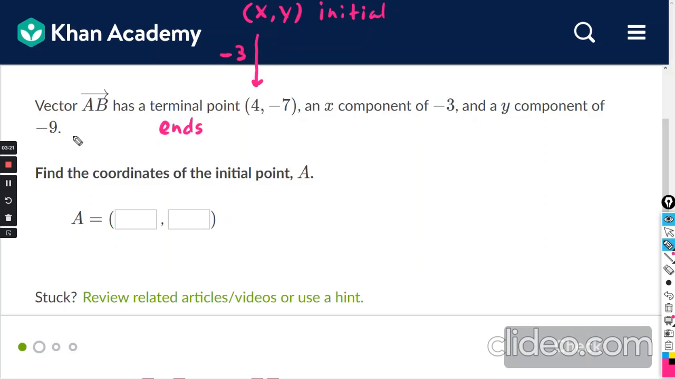And for the y component, it's -9. We're going to have to add -9 in order to get to -7. So basically, we have to work backwards. If you want to see the algebra, I'll write it out. It's going to be x plus -3 equals 4. Because this is the starting point or the initial point. You add -3 in order to get to 4. So solving for this, the opposite of -3 is +3 on both sides. And x is going to equal 4 plus 3, which is 7.